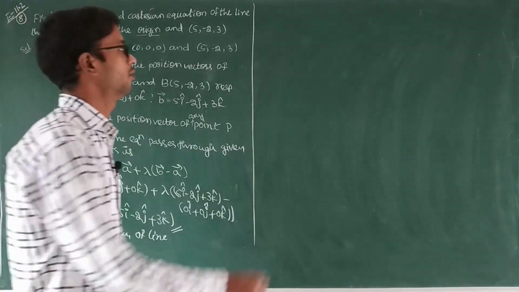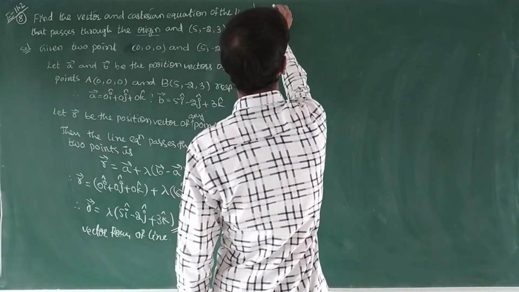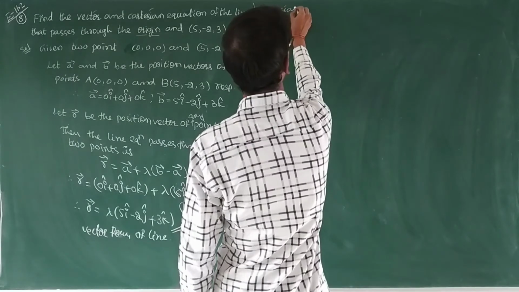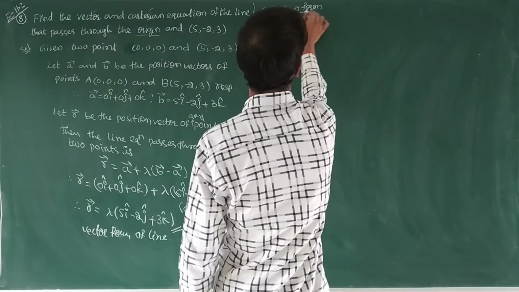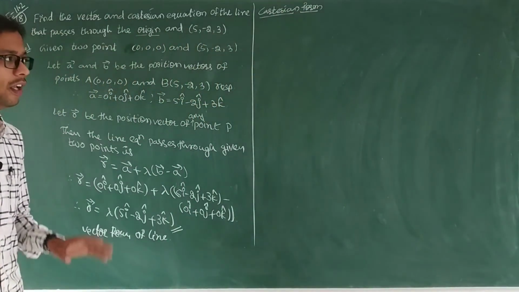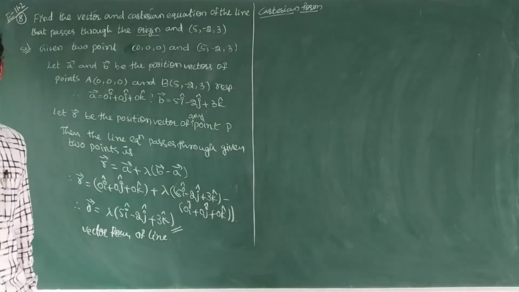Next, we have to find the Cartesian form. Here I will explain 2 ways. You can write in 2 ways here.